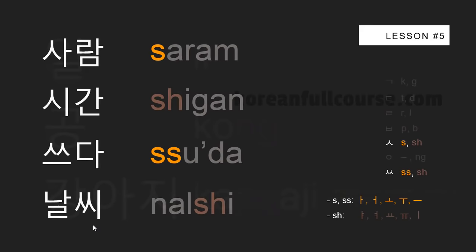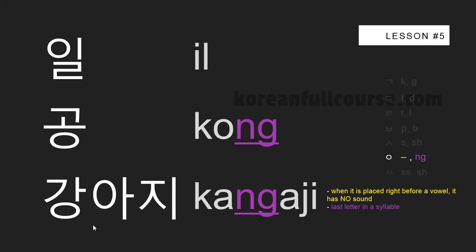The last consonant is 응. I have already explained how to read it twice, if I'm not mistaken, in the previous lessons, so I'm not gonna go into details. What you need to know here is when 응 is placed right before a vowel, just ignore it as it doesn't produce any sound. And when it's the last letter in a syllable, then read it as ng. Gong, gang. This word is il, gong, gangaji.